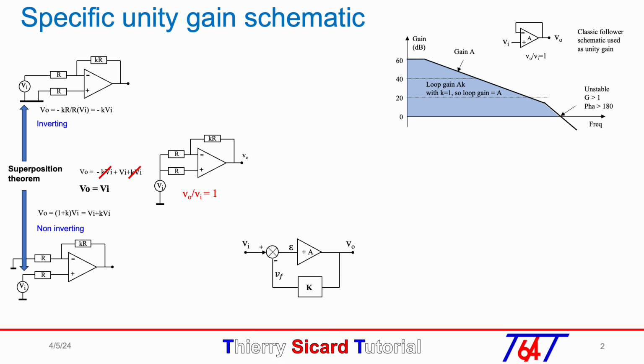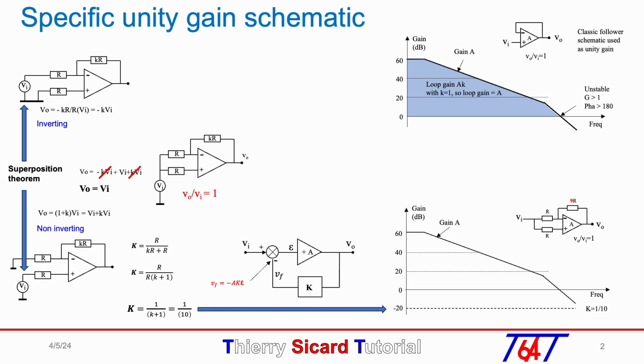The closed-loop transfer function analysis for the non-inverting schematic is as shown, with Vf equal to minus A k epsilon, where k equals r over kr plus r. If k equals 9, the ratio k will equal 1 divided by 10, which means minus 20 dB. So the loop gain Ak will shift by minus 20 dB. As the loop gain Ak crosses the 0 dB axis with minus 20 dB by decade, the loop is stable.